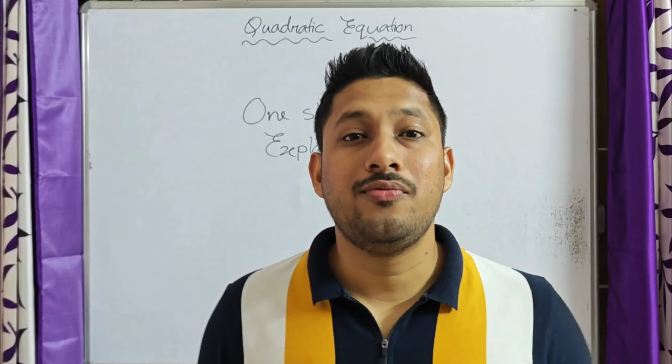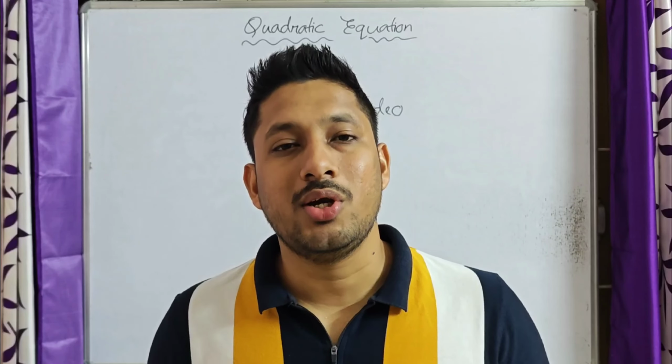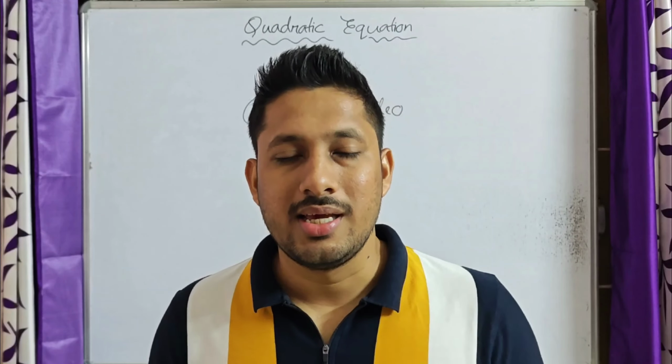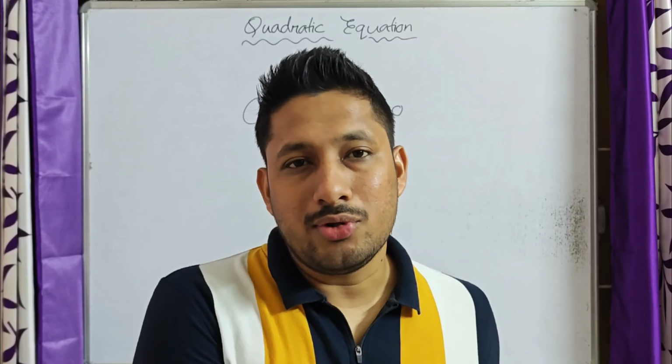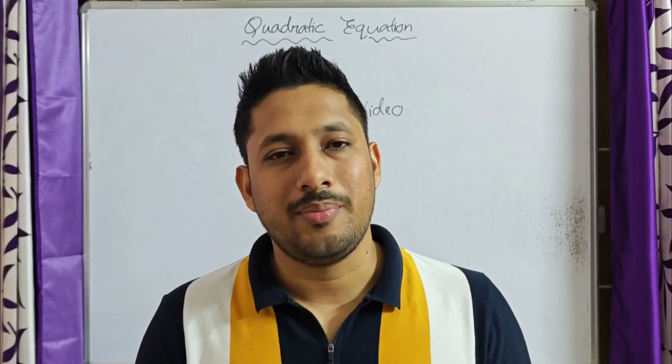Quadratic equations, the fourth chapter of class 10 mathematics. It is quite similar to the second chapter of class 10, which is called polynomials. Now, why quadratic equations is a little bit similar to polynomials and how it is still different from polynomials, that we are going to learn today.